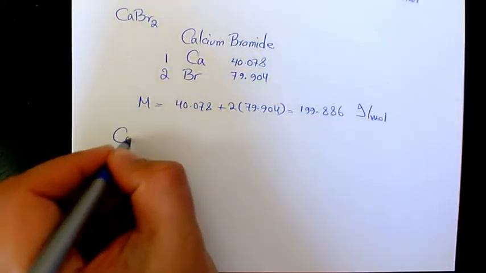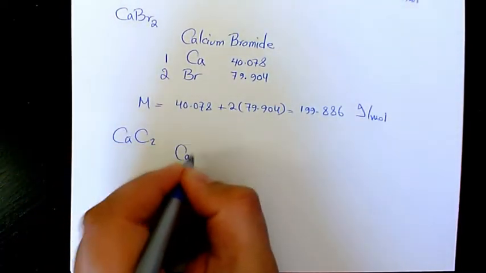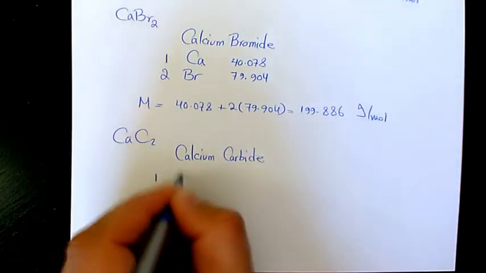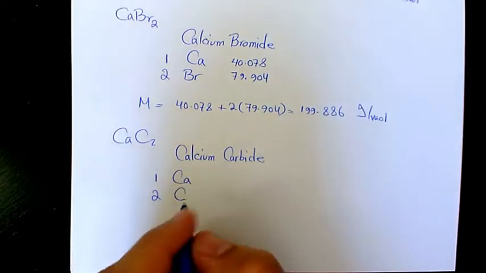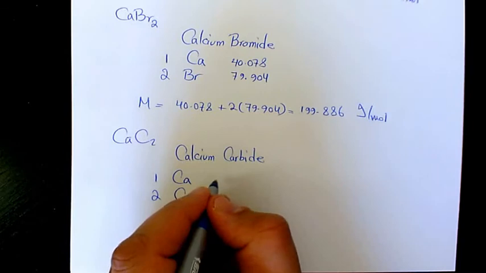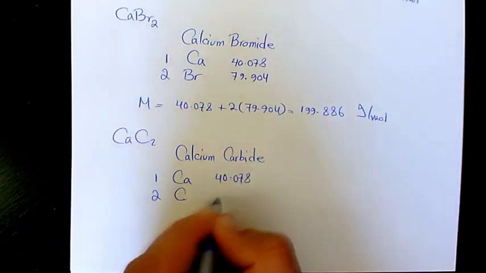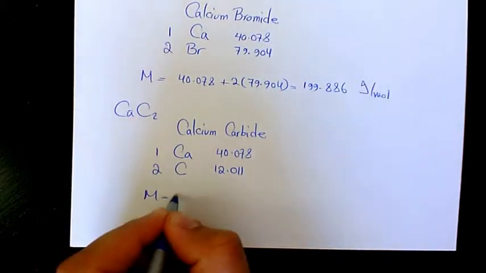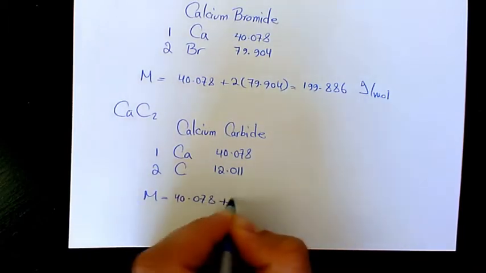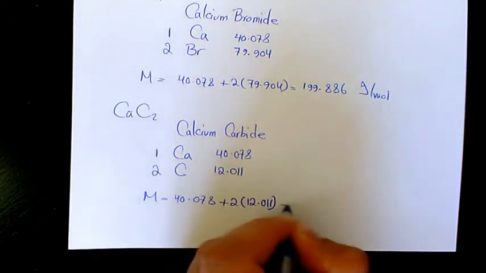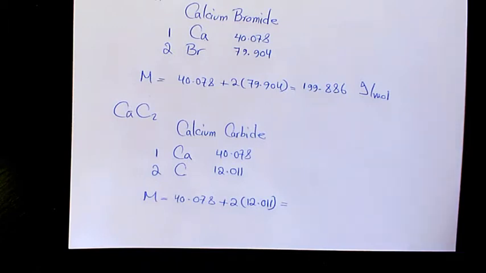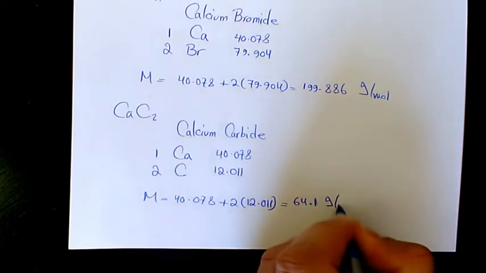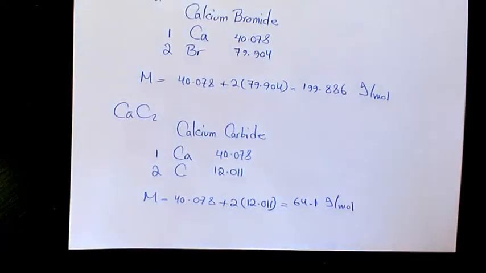Next one is CaC2. Calcium carbide. You have one atom of calcium and 2 atoms of carbon. So calcium is 40.078. Carbon is 12.011. So molar mass is going to be 40.078 plus 2 times 12.011. 64.1 grams per mole. That's the molar mass of calcium carbide.